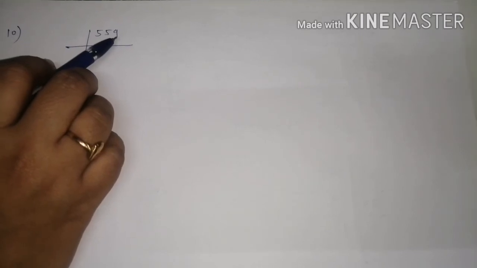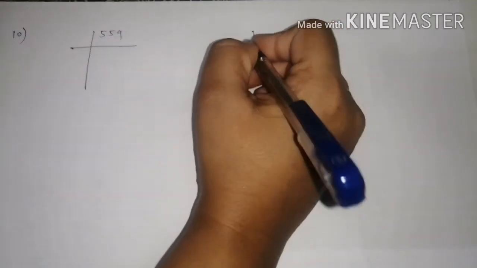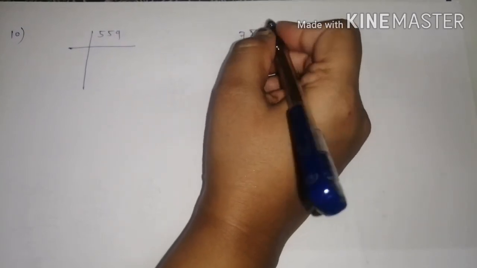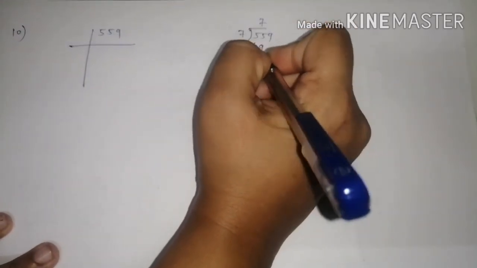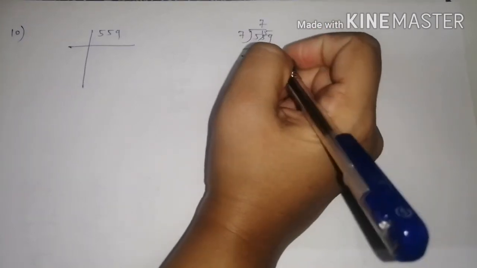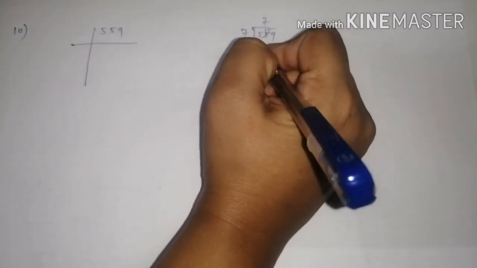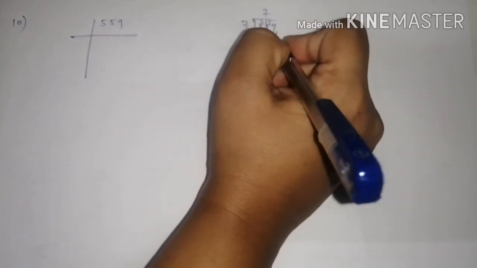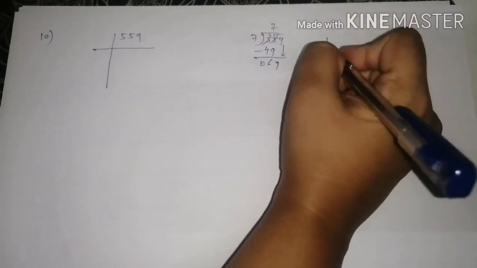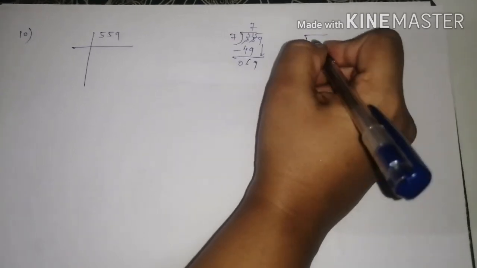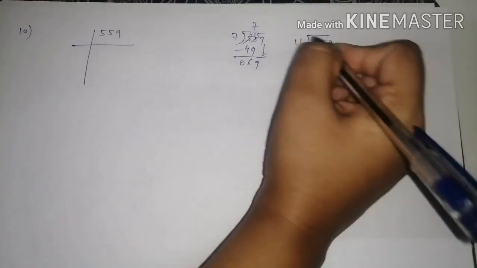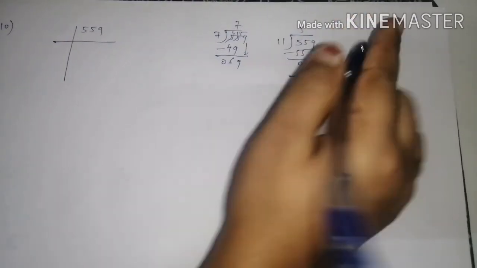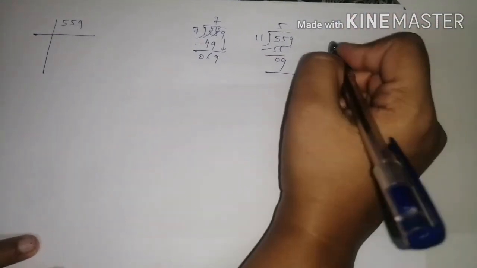Now after 5 the next prime number is 7. So let's divide by 7. 7 8s are 56. 7 7s are 49. 15 minus 9 is 6. It will not go. Then after 7 the next prime number is 11. Let's try by 11. 11 5s are 55, but 9 is remaining. No. So the next prime number after 11 is 13.